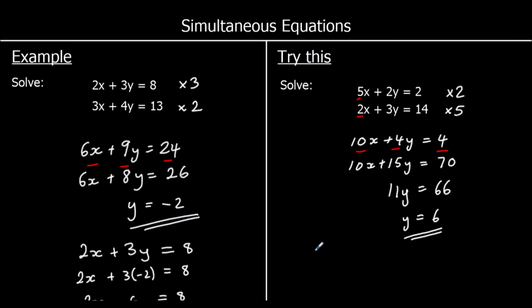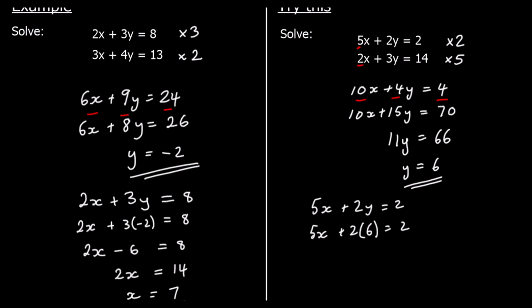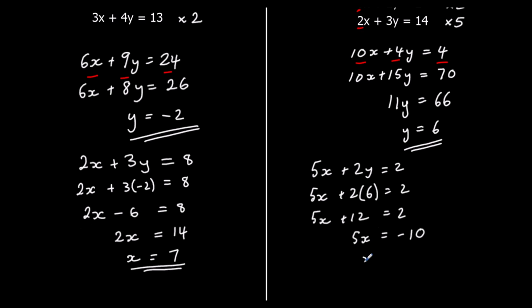And then we're going to find out what x is by substituting in. So y is 6. We've got 5x plus 2 y's, so 2 6's equals 2. 2 6's are 12. So 5x plus 12 equals 2. Take 12 away from both sides. 2 minus 12 is negative 10. And divide both sides by 5. So a negative divided by positive is negative. 10 over 5 is 2. So x is negative 2.